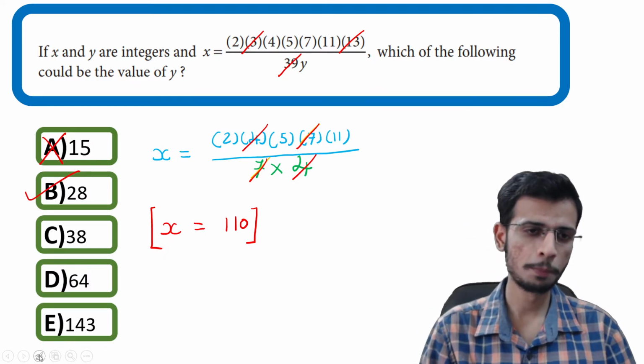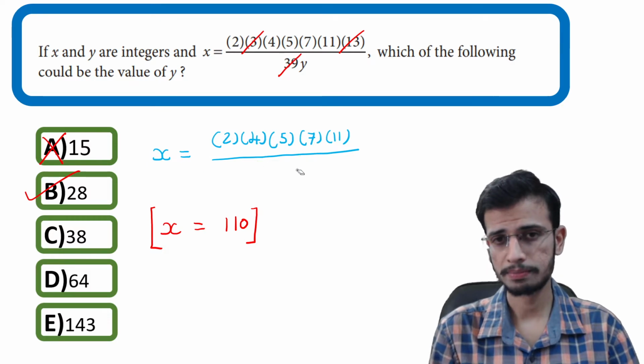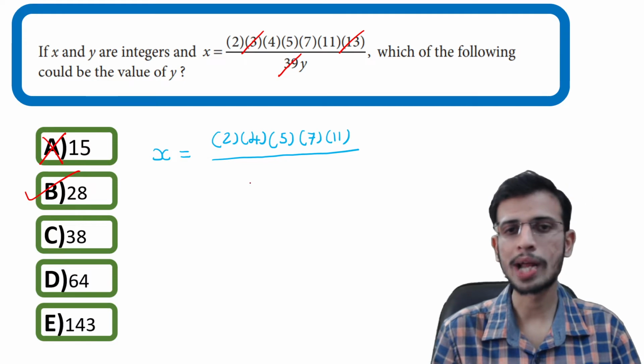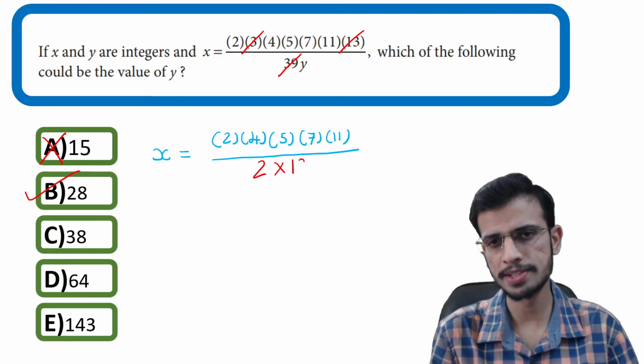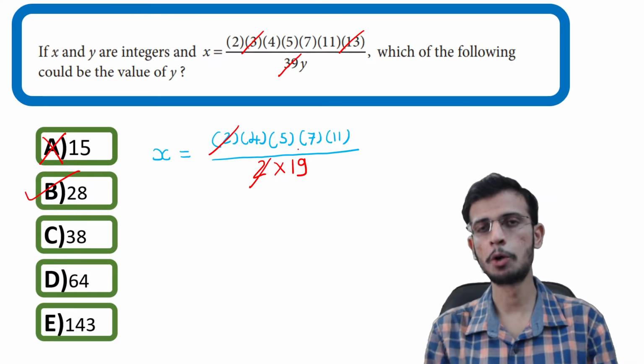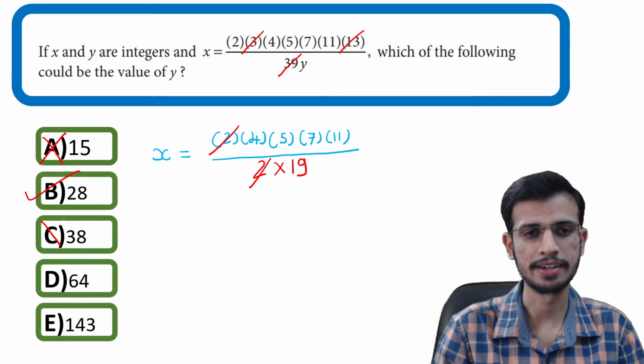If you want to check the other options as well, yes, we can check. If you are putting 38, then you can write 38 as 2 into 19, right? Both are prime numbers. In this case we won't be able to cancel 19 because in the numerator we do not have a multiple of 19, so option C is incorrect.